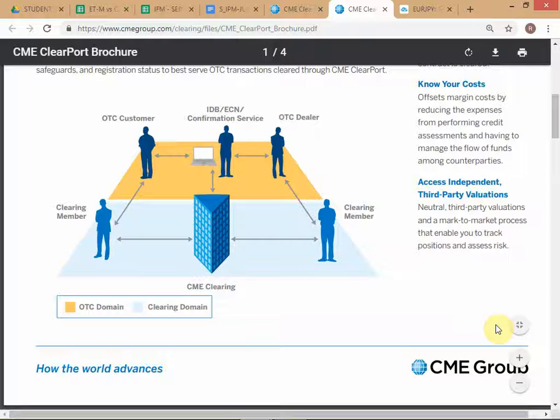Clearing member will have to be any clearing member who is affiliated to the CME clearing house. So obviously you can't take a clearing member from the NSE clearing house. It has to be some clearing member who is a part of the CME clearing house.